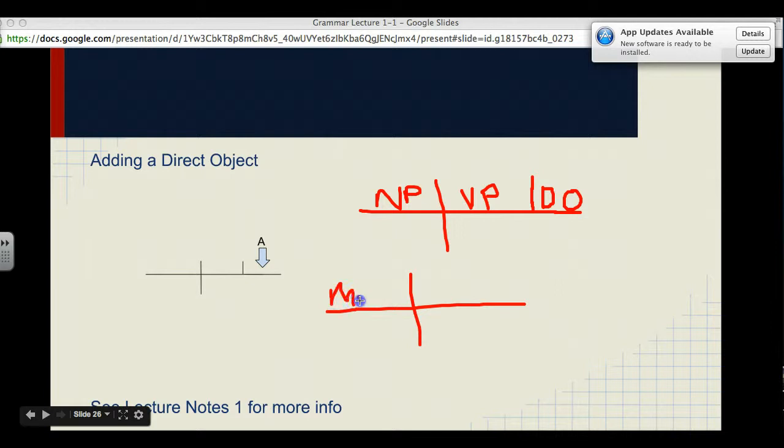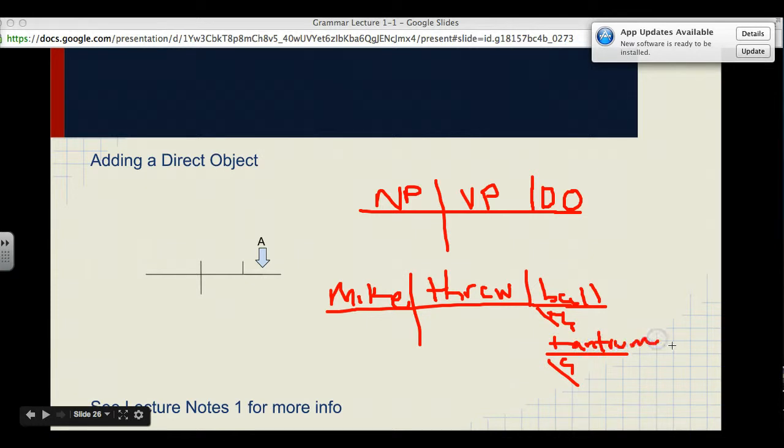So let's go ahead and give some examples. We'll stick with Mike as our subject. So Mike did what? We'll say he threw. So what did he throw? I mean, he could throw a multitude of things. So we could in here have the ball. Mike could also throw a tantrum. And both of those things are direct objects.